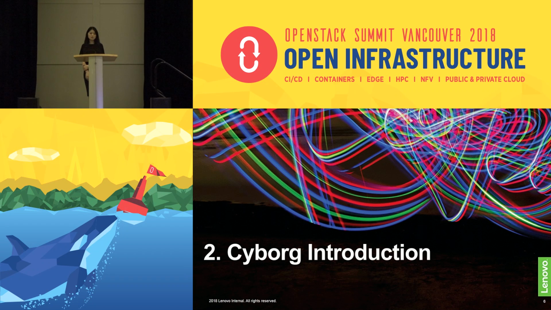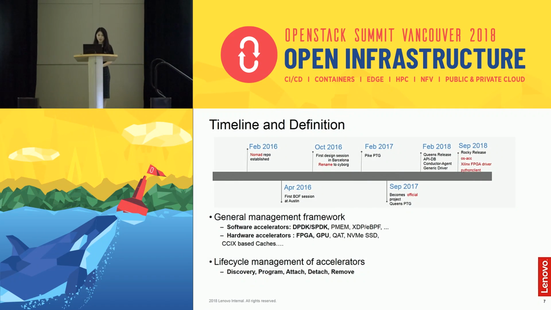Well, in the second section, we will introduce the Cyborg project comprehensively, not only the definition and the architecture, but also its interactions with other OpenStack projects in upstream design. Cyborg was first named Nomad in February 2016, and it became an official project last September. In the Queens release, it has implemented API, DB, conductor, agent, and a generic driver. And in the Rocky release, it planned to complete the integration with Nova.